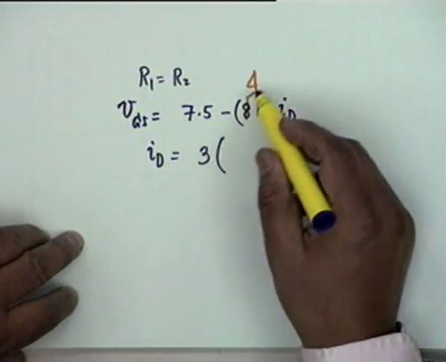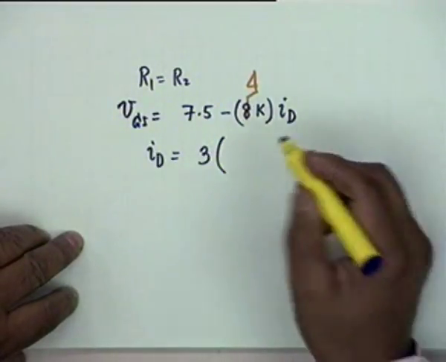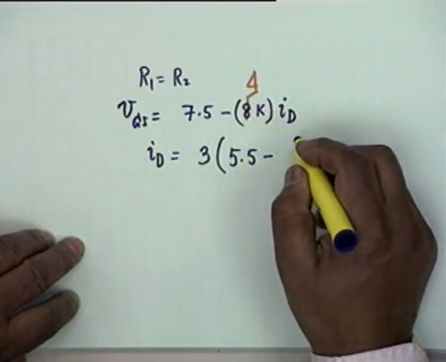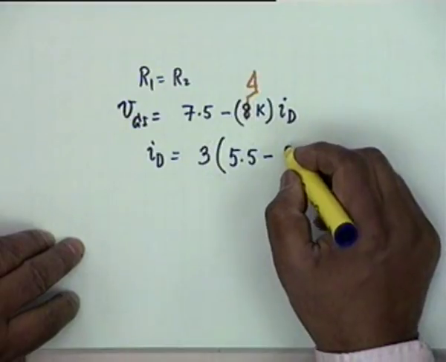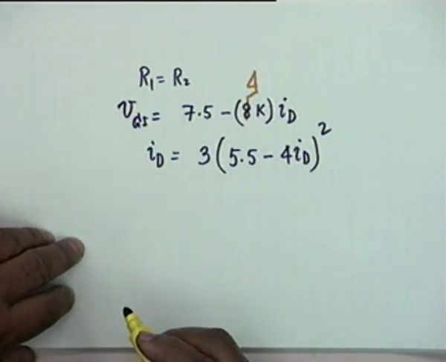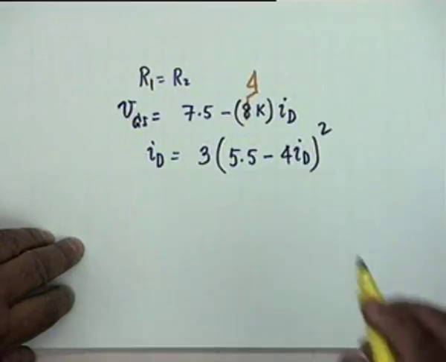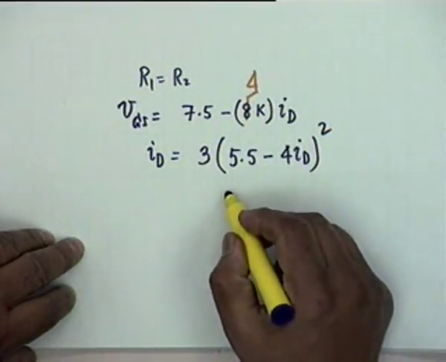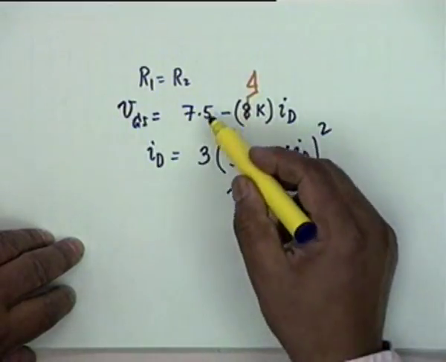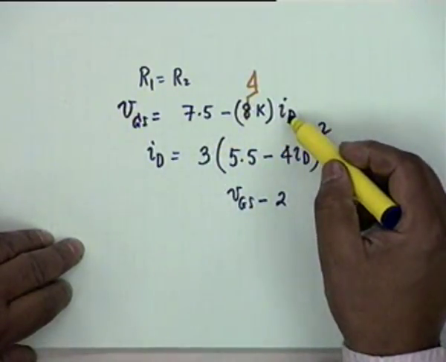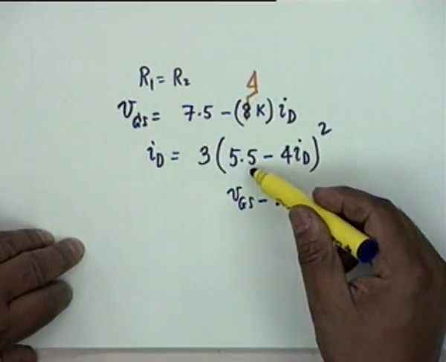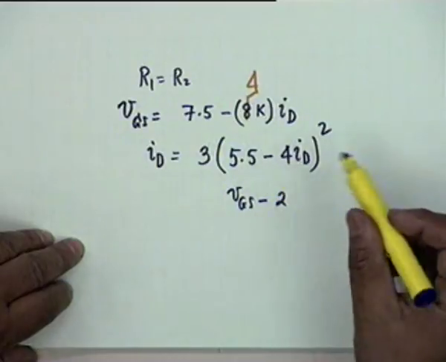But VGS is 7.5 minus 4 ID. So it would be 5.5 minus 4 ID square. How does this come? Because our VGS minus 2 and VGS is 7.5 minus 4 ID. So 7.5 minus 2 is 5.5. Is the point clear? Okay.